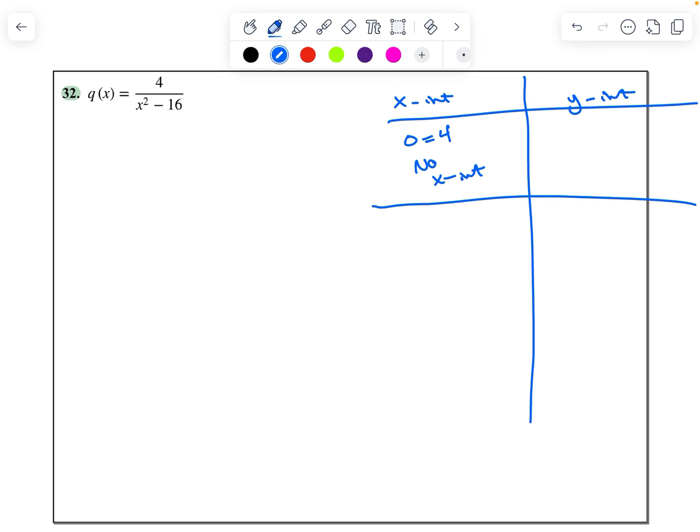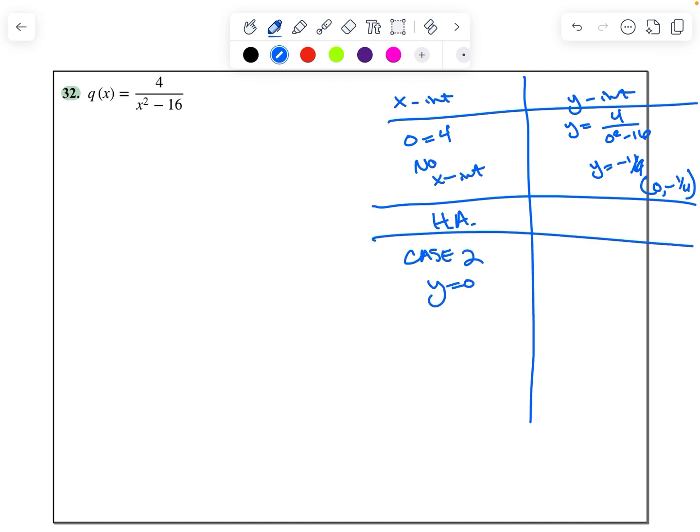For y-intercepts, if we plug a 0 in for x, y equals 4 over 0 squared minus 16. That'd be y equals negative 1/4. That's 0, negative 1 over 4. Horizontal asymptote, this is a case 2. So y equals 0. And for vertical asymptotes, you're going to have positive 4 or negative 4 will make the bottom 0. Neither of those are removable.